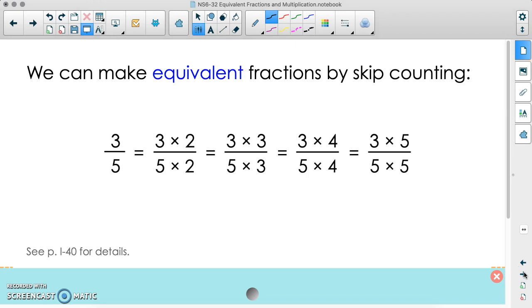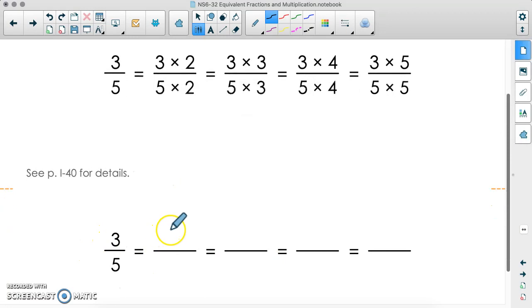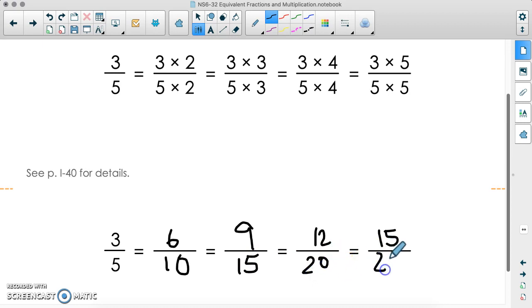So we know we can make equivalent fractions using multiplication, but we can also do it by skip counting, because skip counting and multiplication is the same thing. So here I'm showing you how to get equivalent fractions by skip counting. If I have 3/5, I'm going to skip count to get the next equivalent fraction. If I skip count by threes, 3, 6, 9, 12, 15, and then on the bottom I'm going to skip count by fives. So 5, 10, 15, 20, 25. These fractions would all be equivalent.